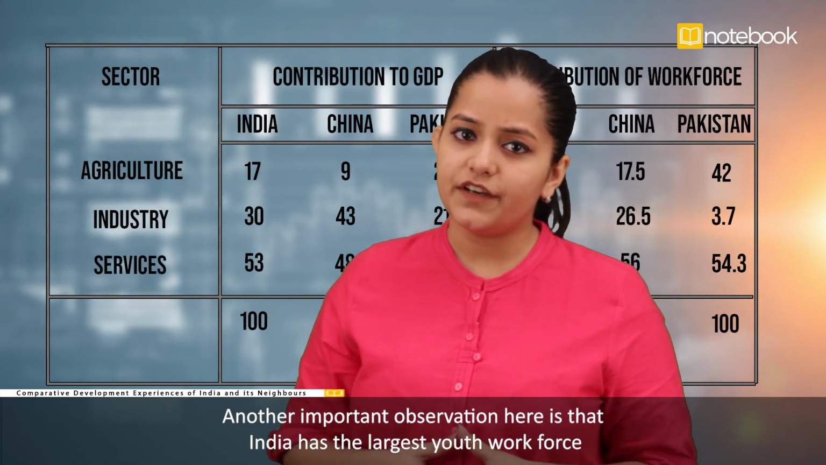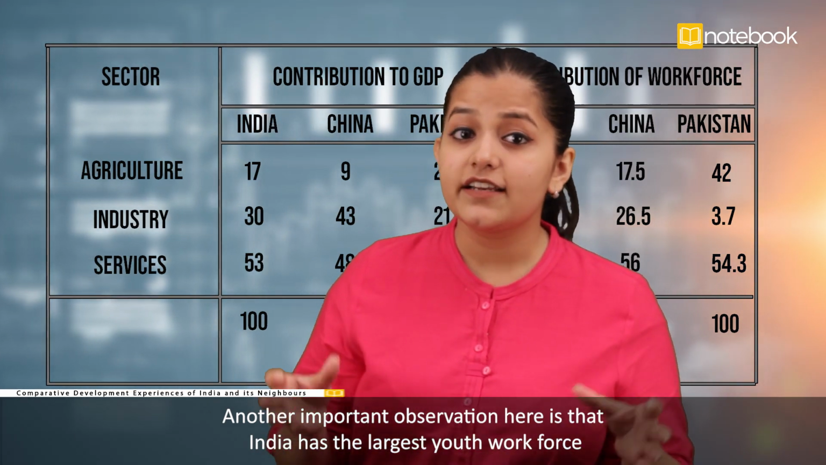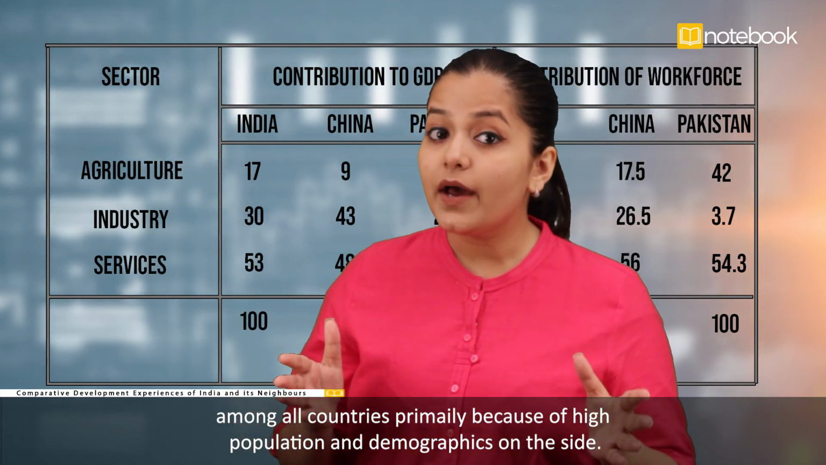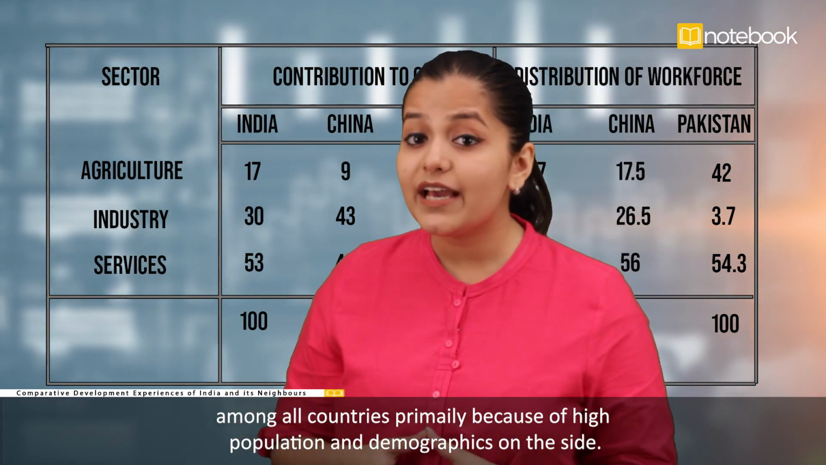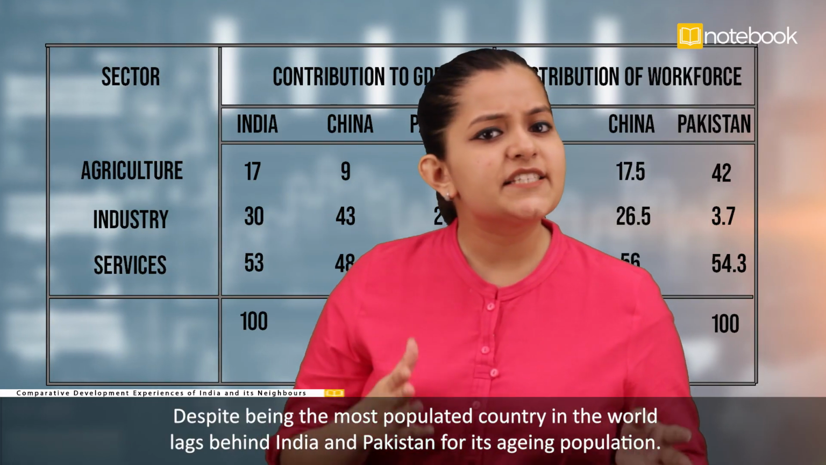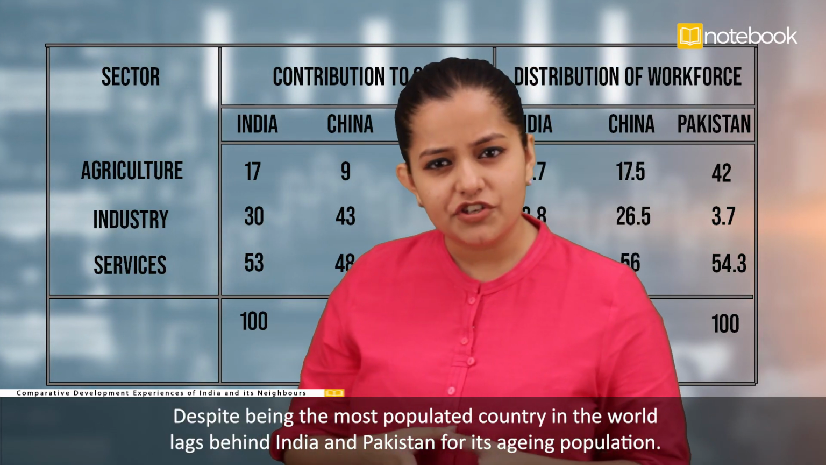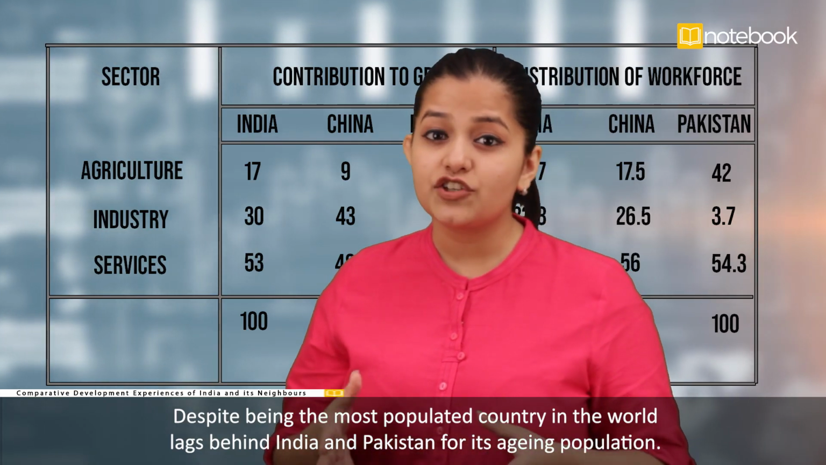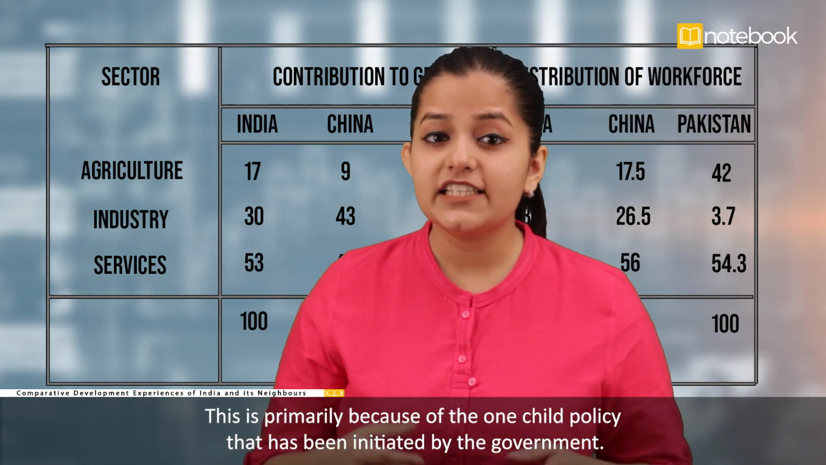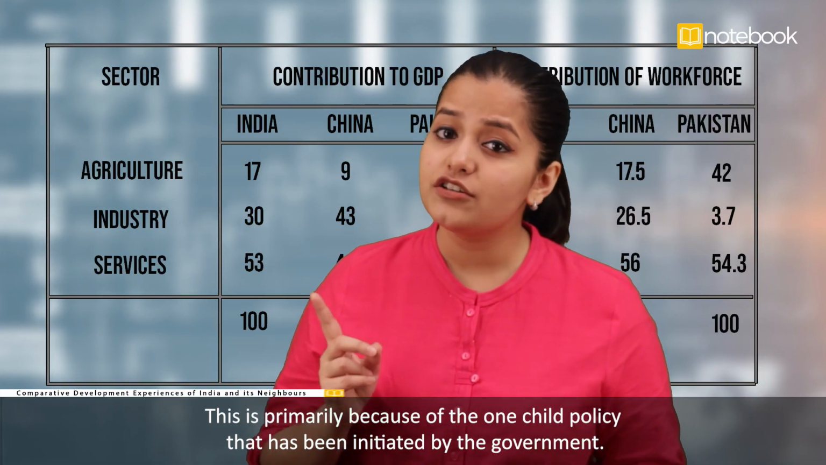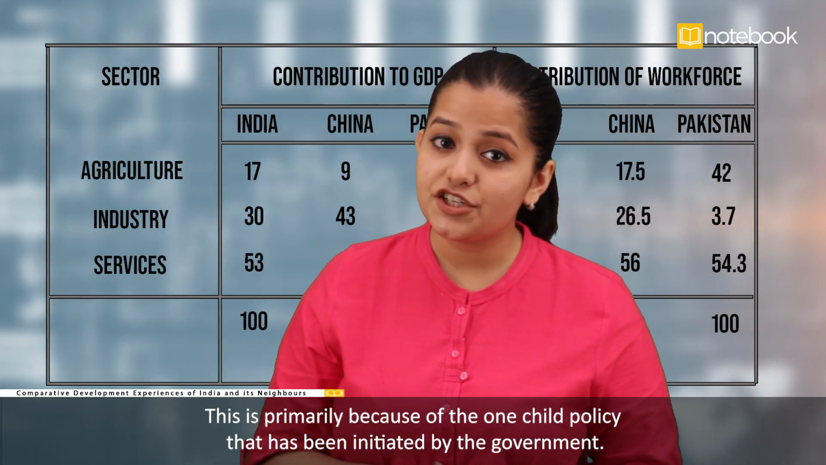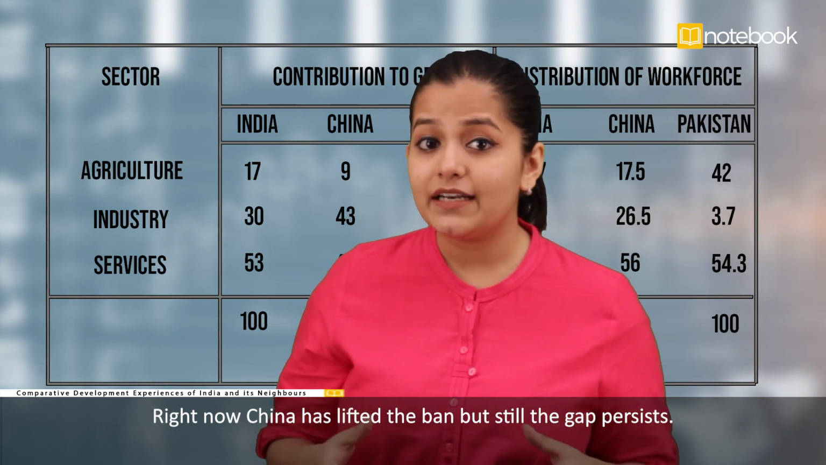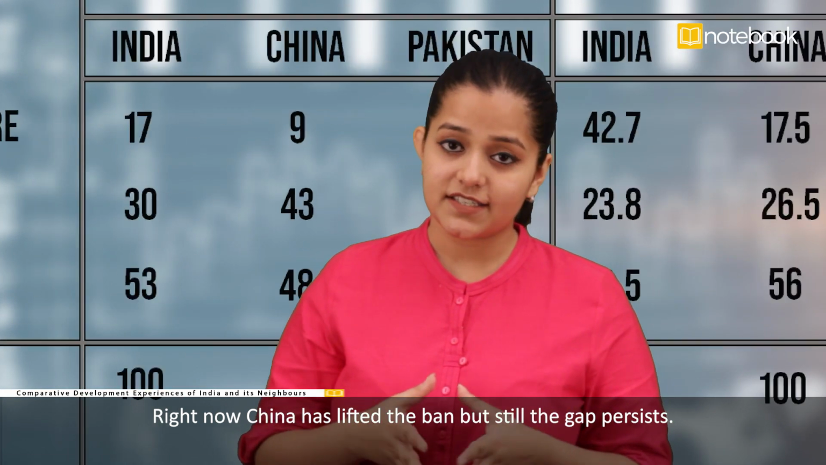Another important observation here is that India has the largest youth workforce among all countries, primarily because of high population and demographics on its side. China, despite being the most populated country in the world, lags behind India and Pakistan because of its aging population. This is primarily because of the one-child policy that was initiated by the government. Right now, China has lifted the ban, but still the gap persists.